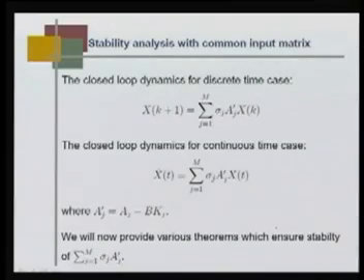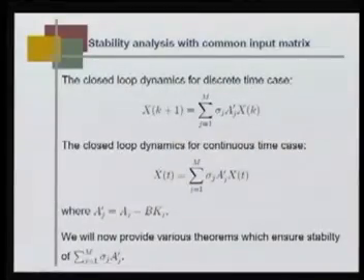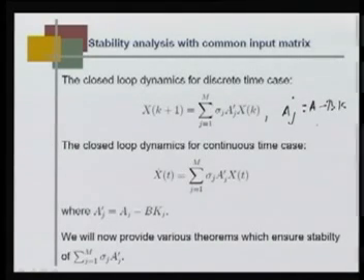So, now we will go to the actual stability analysis. Stability analysis is for the common input matrix that we have now simplified. The closed loop dynamics for the discrete time case is x k plus 1 equals sigma j A j dash x k, where A j dash is simply A minus B k j. Okay.